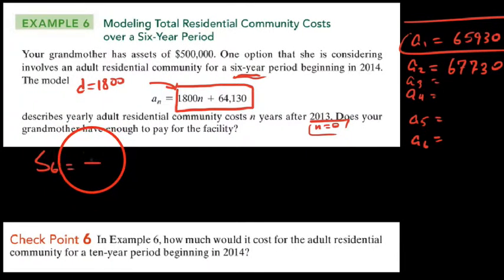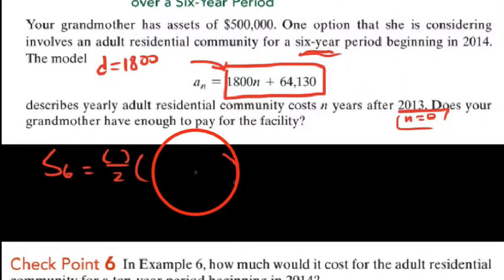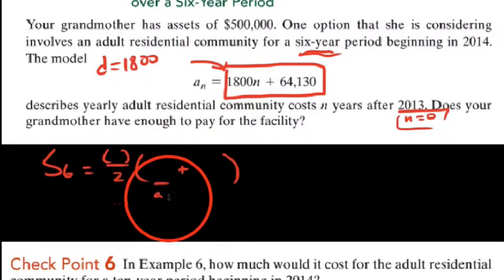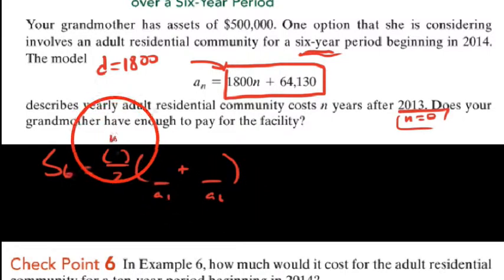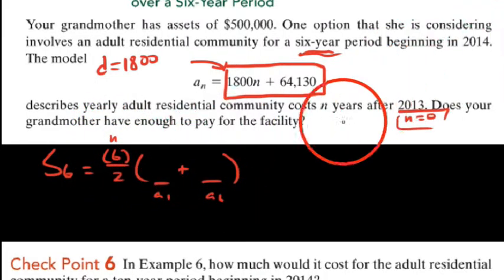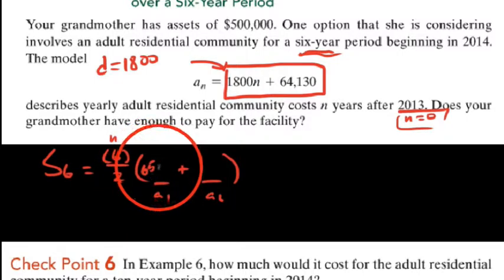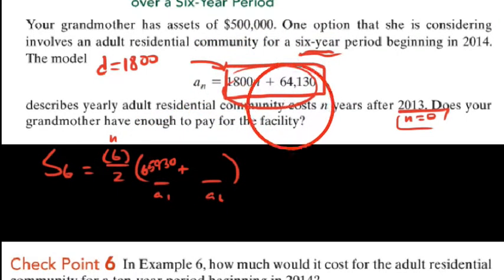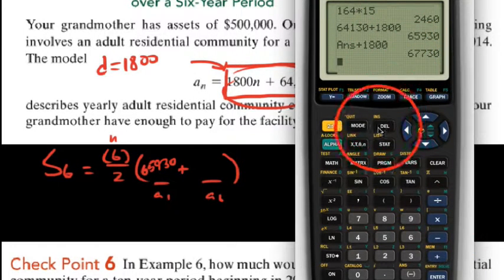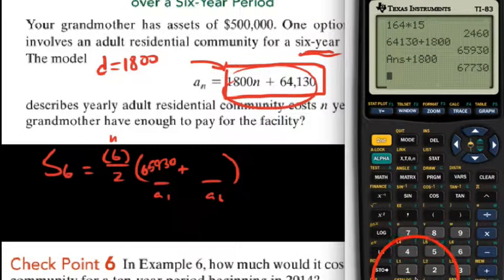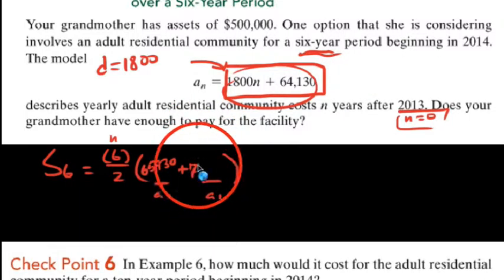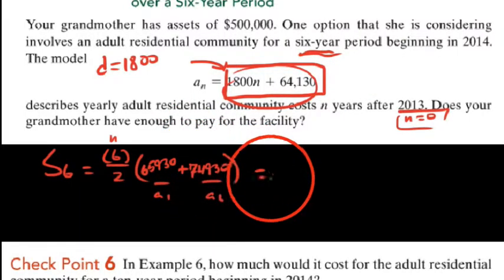And so what we're going to need here are these things. We need n, we need a1, and a6. So n is 6. We need a1. a1 is 65930. Because we have the rule here already, we're going to go out and find the 6th year. So we would say this would be 1800 times, not plus, times 6 plus 64130. And so we would get 74930.